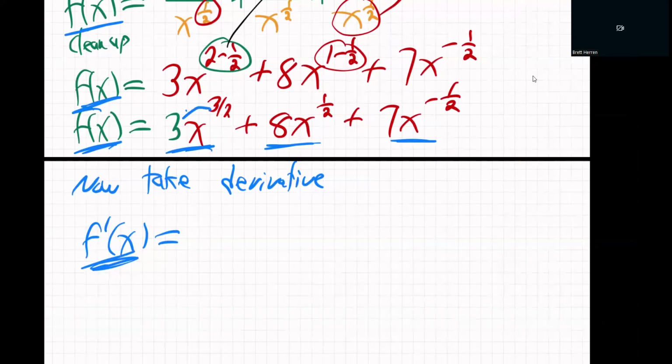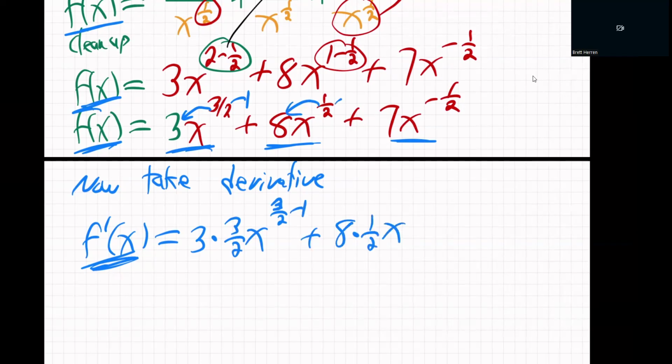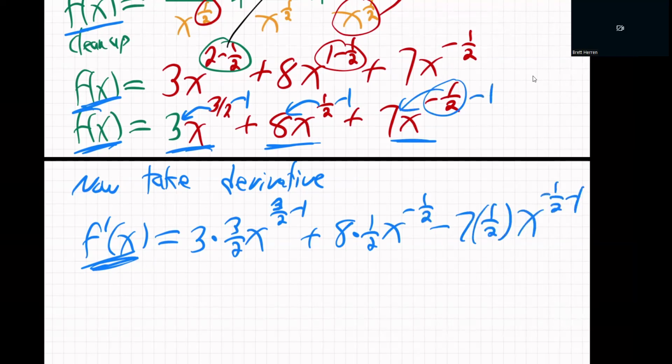What happens? The power rule comes on down, huh? 3 times 3 halves. Subtract 1 from the power: 3 halves minus 1. Plus 8 times a half, x to the minus 1 there, that's a half, minus a half. Then 7 times the half comes down, x, subtract 1 from the power: minus a half minus 1.